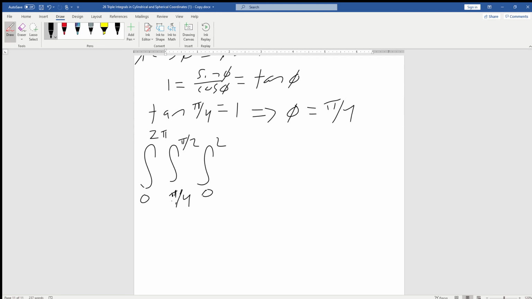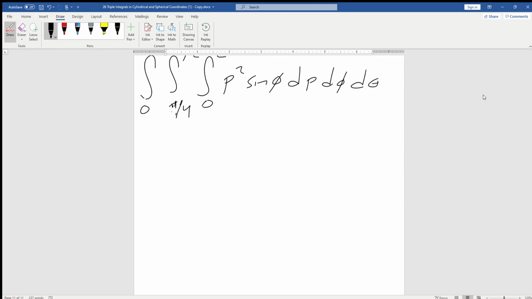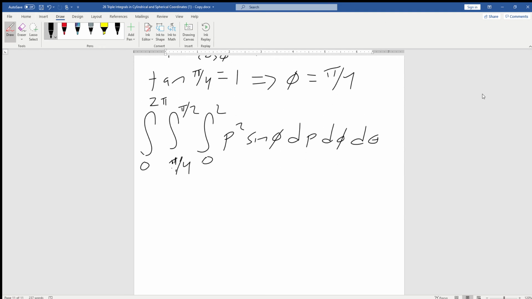All of these contribute to the constructs of what's above the xy plane, and also bounded by the sphere as well as the cone. Don't forget we need rho squared sine phi as a multiplier, and the order that we have it is d rho, d phi, d theta. At this point, we're pretty much done because all the bounds are constants. So let's split it up into three separate integrals. 0 to 2 pi of d theta, and that's nice.